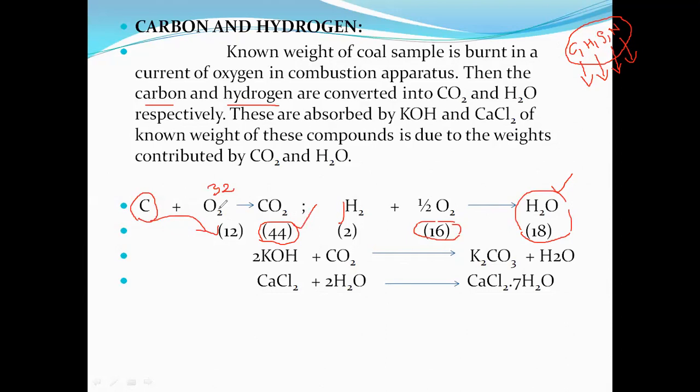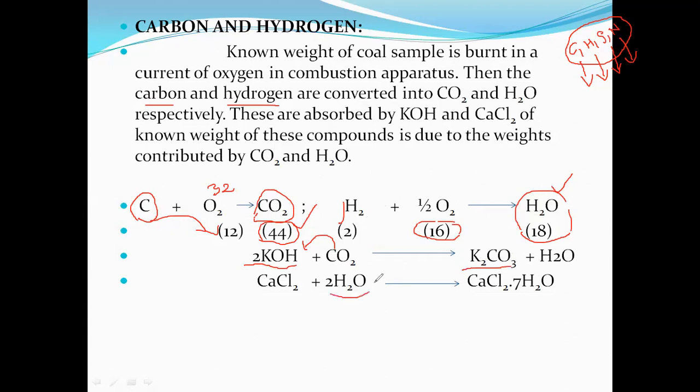Carbon burns in the presence of oxygen to give carbon dioxide. Hydrogen burns in oxygen to give H2O. The amount of carbon dioxide is identified by passing it through KOH solution, where carbon dioxide is converted to potassium carbonate. Hydrogen is converted to H2O.